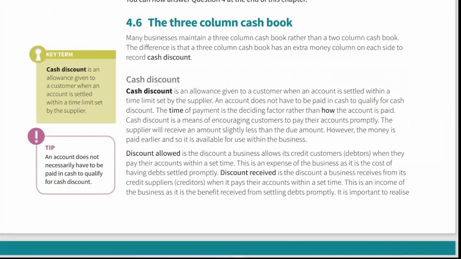Many businesses maintain a three column cash book rather than two. The third column is to record discount. We will discuss this later in detail, but we have two types of discounts, cash discount and trade discount. Trade discount is given at the time of the transaction. You go to the shop and negotiate the price. That's called trade discount. You say, I'm buying 50 units, please give me some discount.